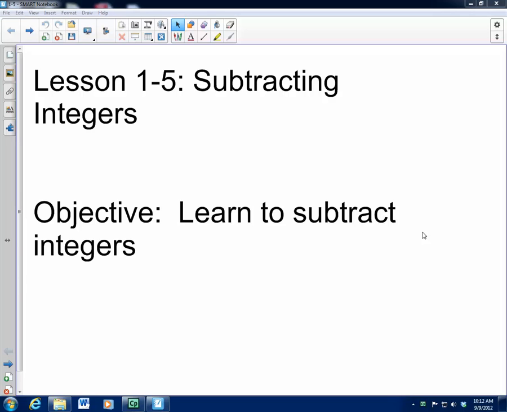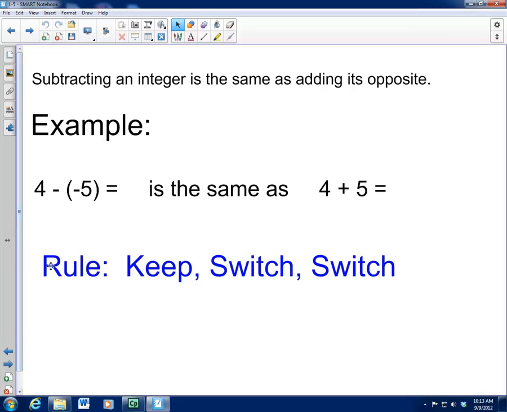Alright, today we are going to be discussing lesson 1-5, which is subtracting integers. We worked on adding integers last week. Today we're going to be working on subtracting integers, which obviously our objective is to learn to subtract integers. Alright, so let's take a look at our first slide.